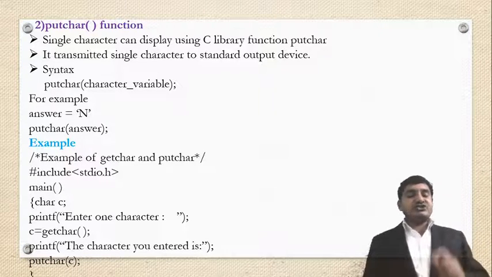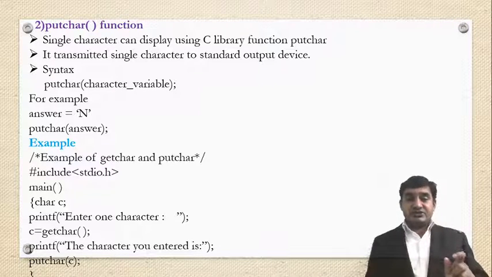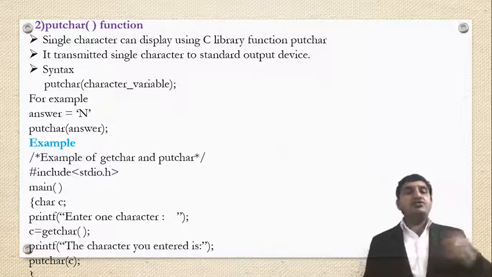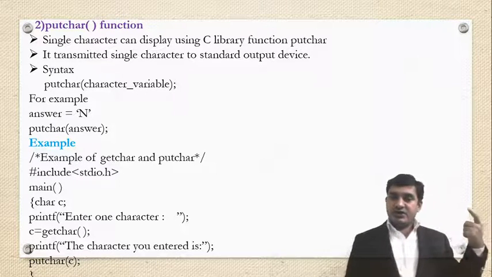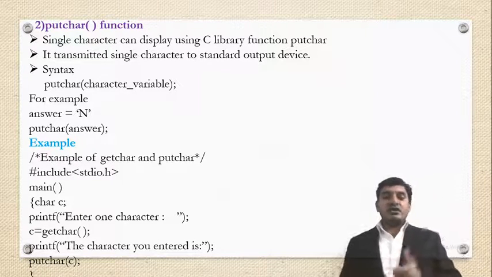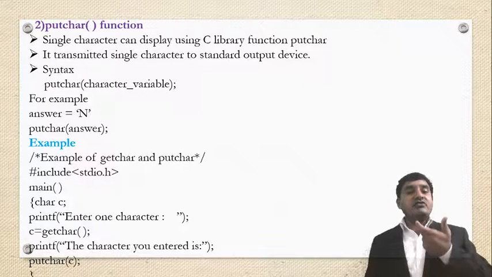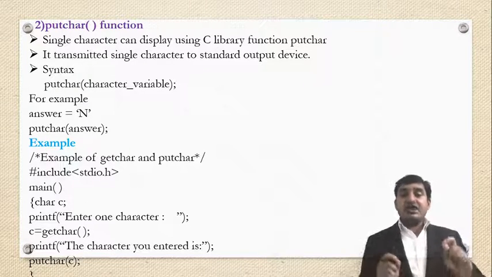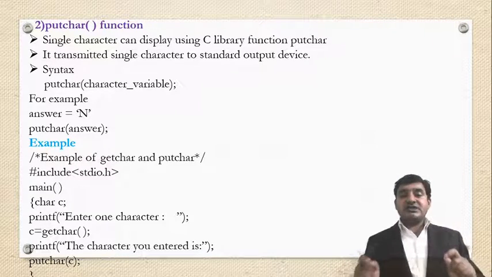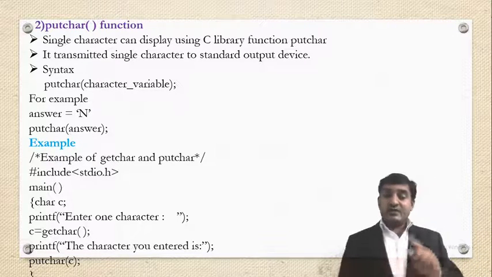Okay. char c. Here is the declaration of a variable. This variable is used in this program, so we have to declare this variable. Now the printf function, "Enter one character". This message is displayed on a screen. It is enclosed in double inverted commas and terminated with a semicolon. Okay. c is equal to getchar().